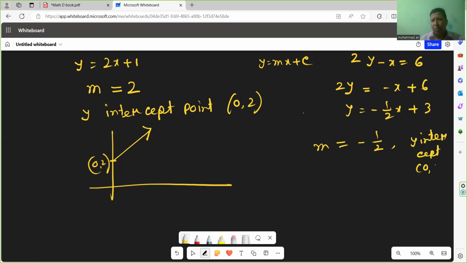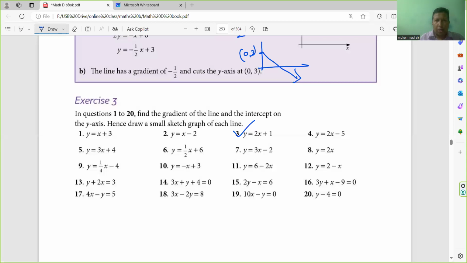is (0, 3). If we want to sketch this line, we mark the point (0, 3) here. As the gradient is negative, the line will slope downwards from left to right. So in this way, you can sketch this line. Okay.